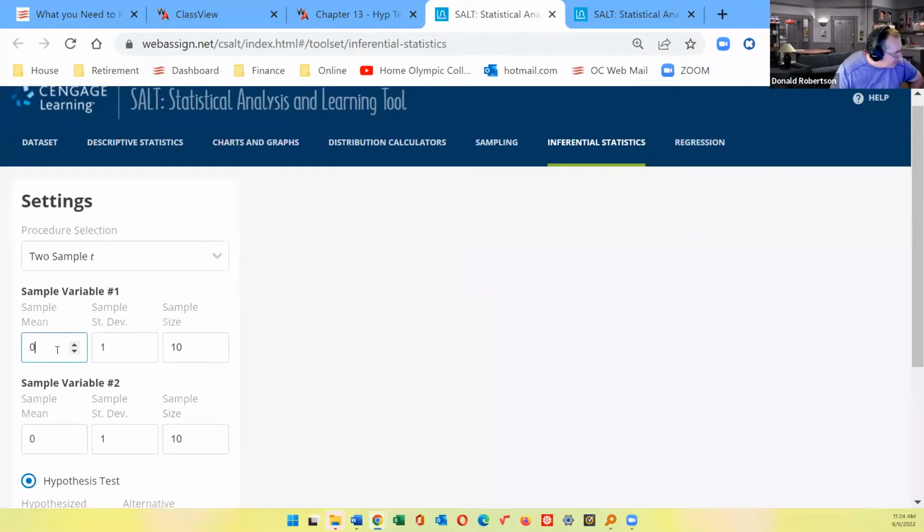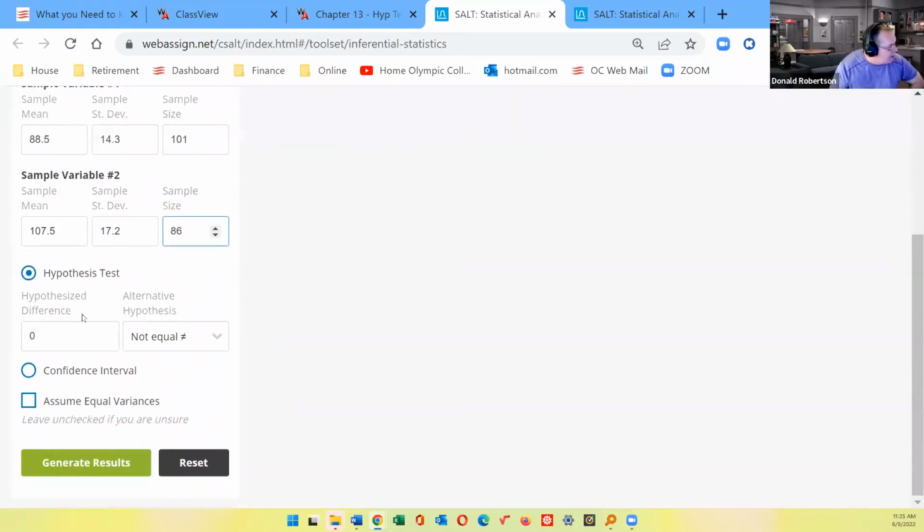2 sample. This is the women data, 88.5. The standard deviation was 14.3. The number in that group was 101. Now sample 2 is the men. They're 107.5. 17.2 is the standard deviation. And there was slightly less, 86 in that group. That's always 0. Now the choice. Less than or greater than?